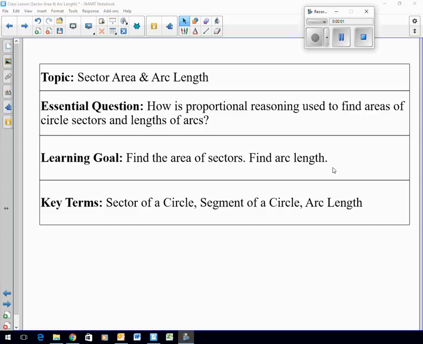Today we're going to talk about sector area and arc length. How is proportional reasoning used to find areas of circles, circle sectors, and lengths of arcs? We're going to find the area of sectors and find arc lengths, sector of a circle, segment of a circle, arc length.